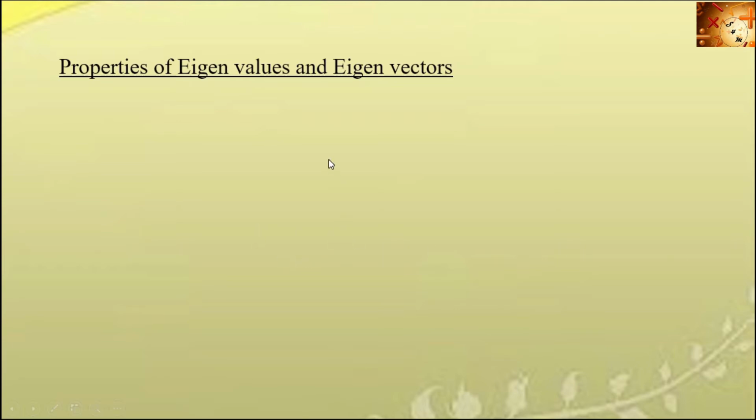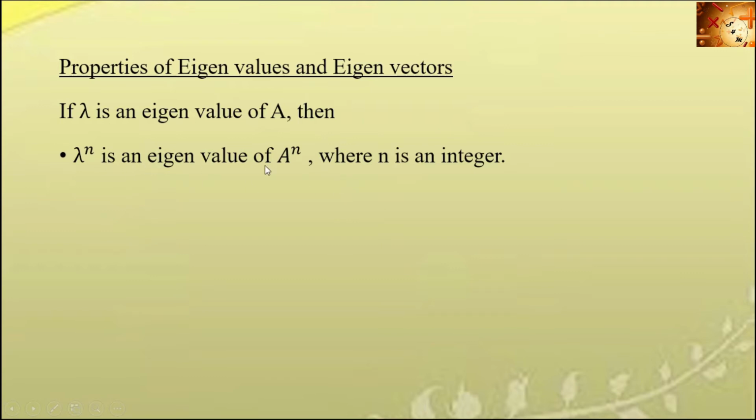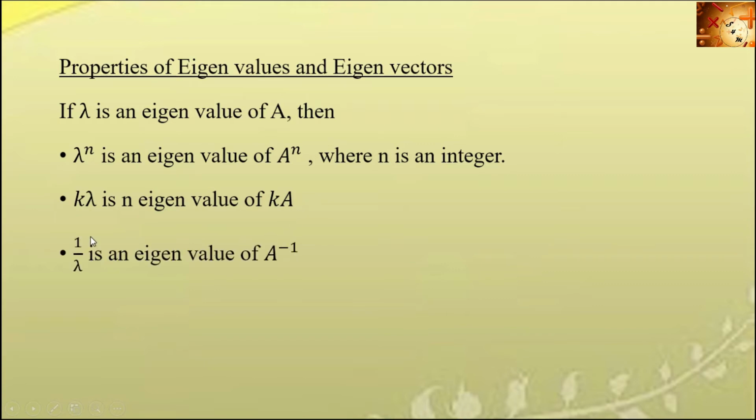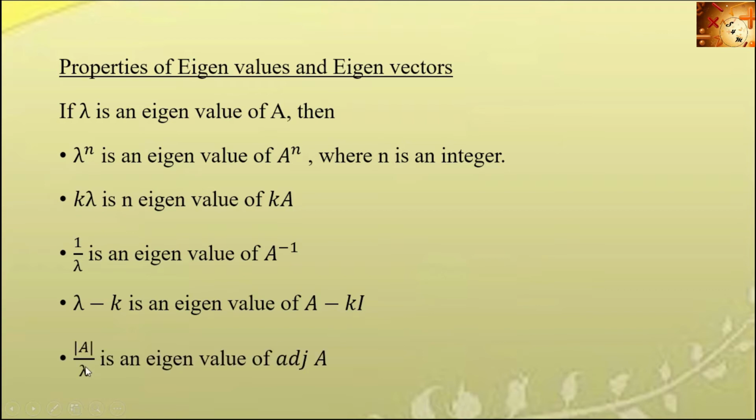These are some properties of eigenvalues and eigenvectors. If lambda is an eigenvalue of A, a square matrix, then lambda raised to n is an eigenvalue of A raised to n, when n is an integer. K lambda is an eigenvalue of K into A, and 1 by lambda is an eigenvalue of A inverse. Lambda minus K is an eigenvalue of A minus K I. Determinant A by lambda is an eigenvalue of adjoint A. So if we have an eigenvalue of A, then we can find the eigenvalues of A raised to n, A inverse, K into A, adjoint of A, or A minus K I from these properties.